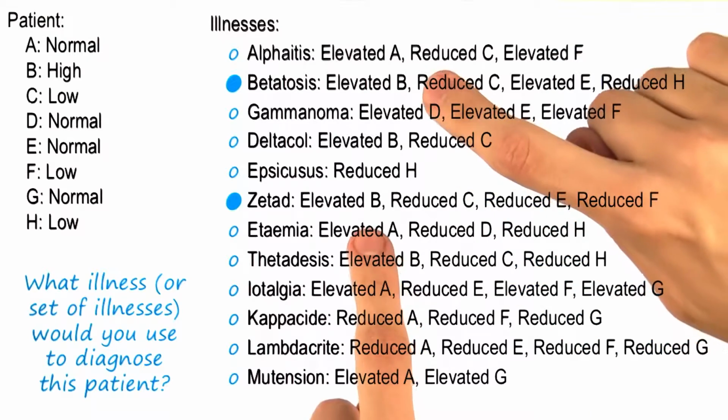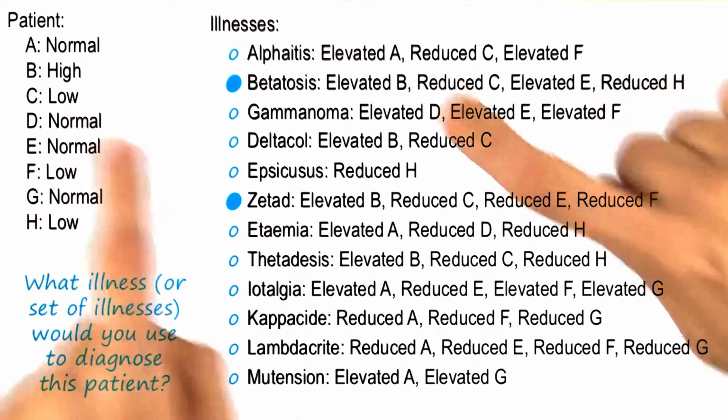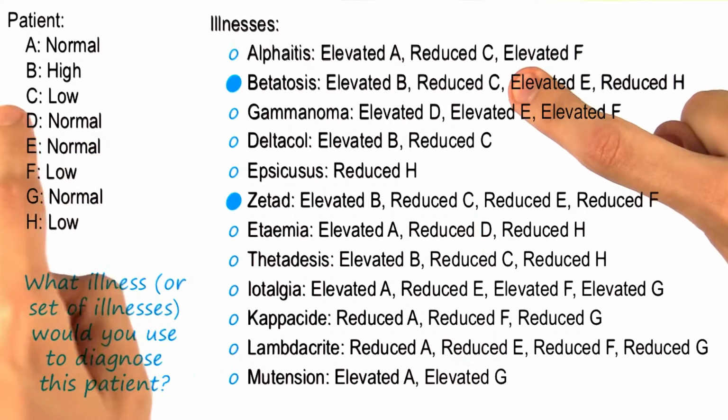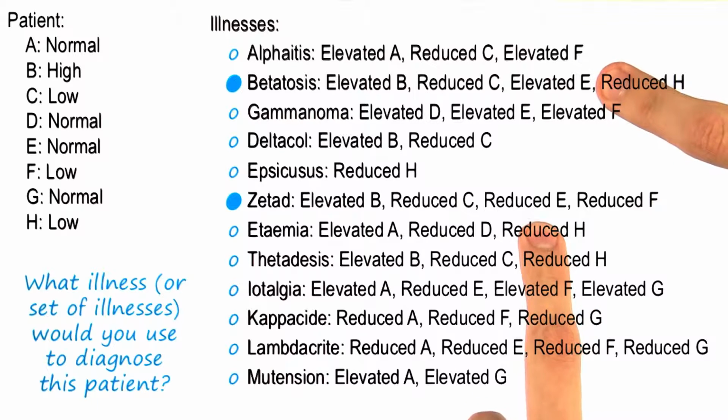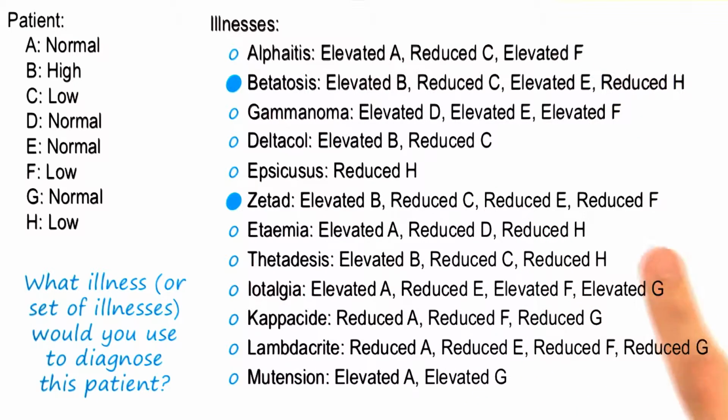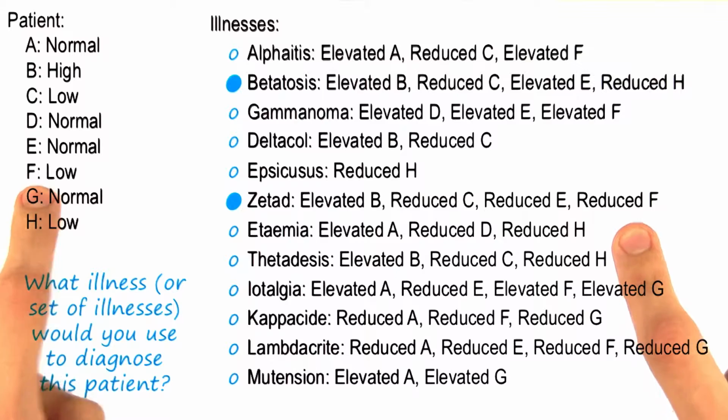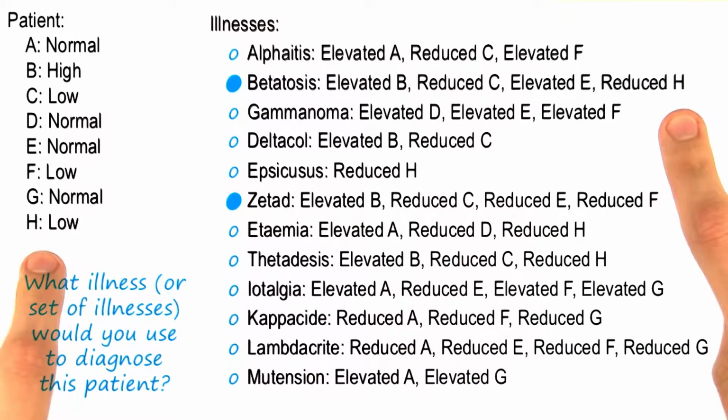We saw both illnesses elevate B, which led to our high B, and both reduce C, which led to our low C. Our patient had a normal level of E, but the effects of beta-ptosis and zeta-ad counteract their influence on E. Then zeta-ad accounts for our reduced F, and beta-ptosis accounts for our reduced H.